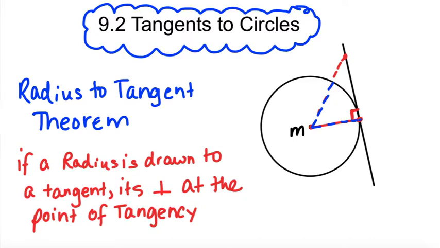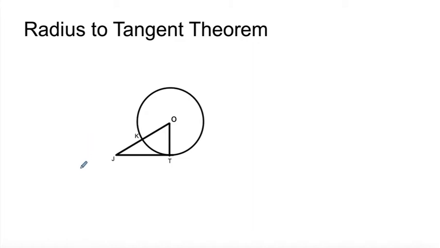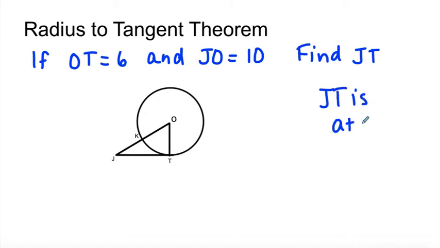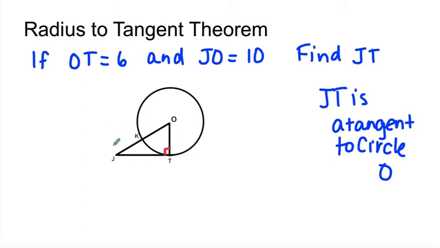All right, so let's talk about how we could use the radius to tangent theorem. If I tell you that OT equals 6 and JO equals 10, find JT. And I have to tell you that JT is a tangent to circle O. Immediately, if I see that it's a tangent to a radius, I'm going to draw in a right angle. I'm going to mark my diagram with what I'm given, which is OT 6, JO, so this whole thing is 10, and I'm trying to find JT.